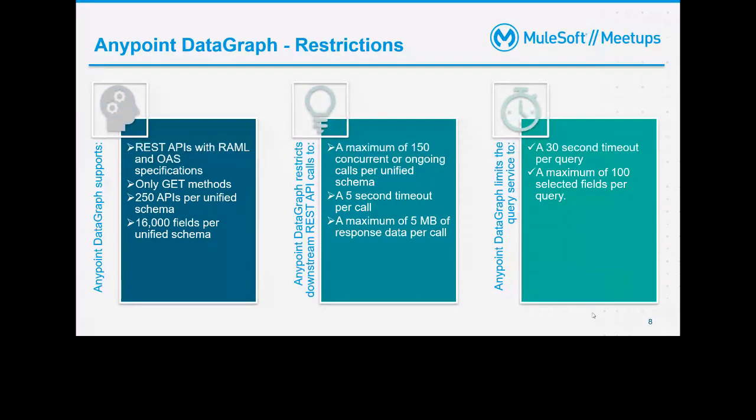So Anypoint Data Graph will call the 5 APIs, aggregate the data, and send it back. That whole request must be complete within 30 seconds. Let's consider, in case it's not completing in 30 seconds, it will throw an exception back to the client. It will always send a 200 response, but in the payload it will throw a data exception kind of thing.